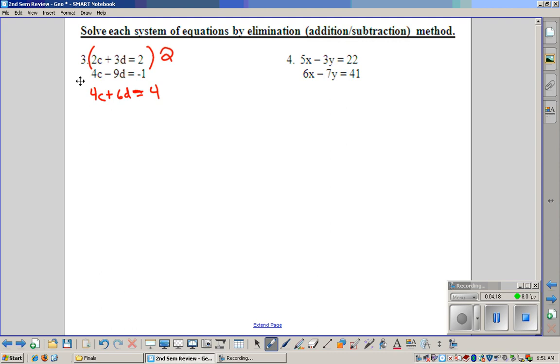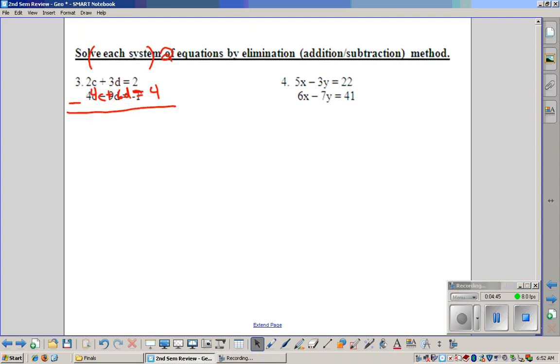So now we can ignore the first equation. Okay? Just kind of ignore it for right now. And look at the second and third equation. We can either add or subtract them. Now, we should probably subtract because 4c minus 4c would eliminate the c's. So the c's are gone.